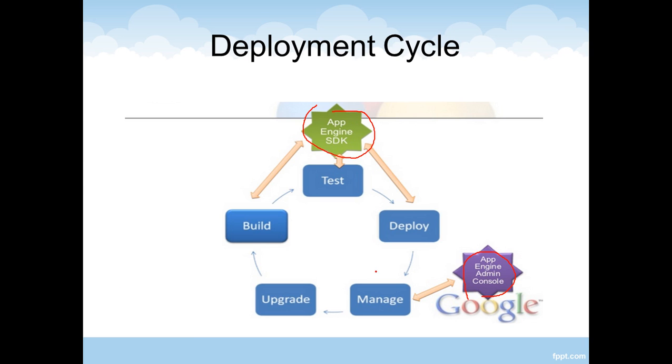So first we build our application using the SDK, then we test our application using the SDK. Because it is a software development kit, it provides testing with the SDK automatically. Then we deploy using the SDK, then we manage using the console provided by Google, and then we upgrade our application as we require with the different versions and again build. This is the development cycle followed by Google App Engine. Okay.